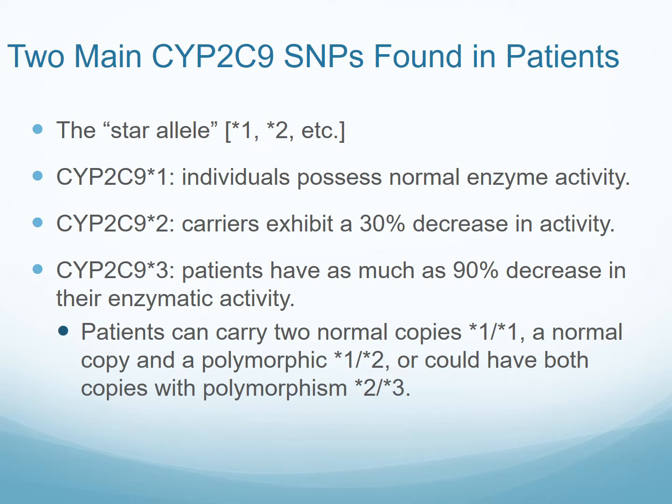So in CYP2C9, the 2 main polymorphisms are the star alleles, *1 and *2. And remember, star allele stands for variant loss of function allele. It's a location. So *1, they've got normal. *2, they have a 30% decrease. *3, they can have as much as a 90% decrease. So your patient, if they have a *3 allele, probably the drug is not going to get metabolized to therapeutic effect. So this is something that is nomenclature in genetic testing.